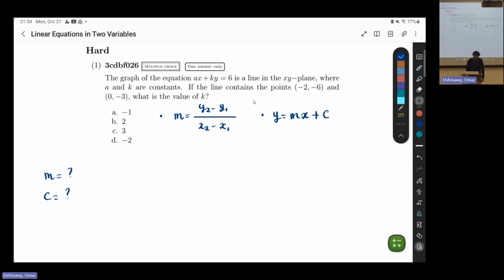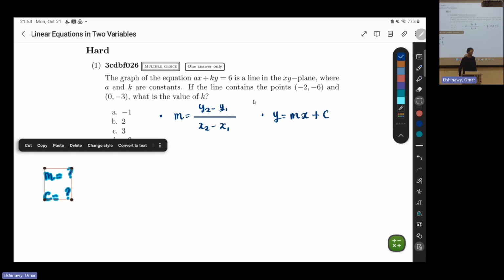But this is not entirely false. You can try to find the equation of the line, and then you will find out what k is going to be. But that's just too tedious for our purposes.